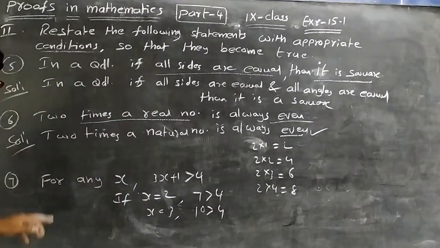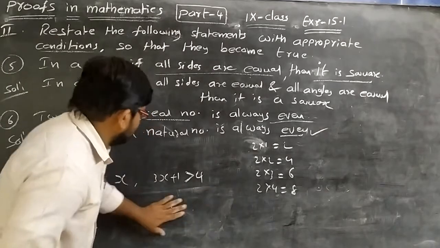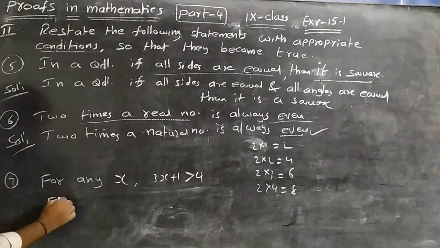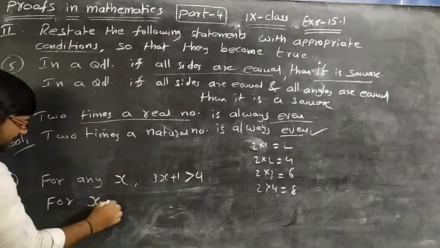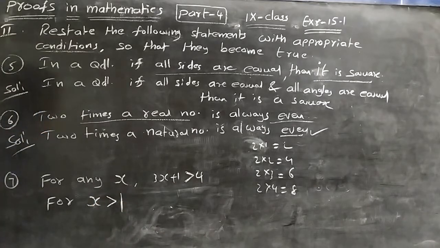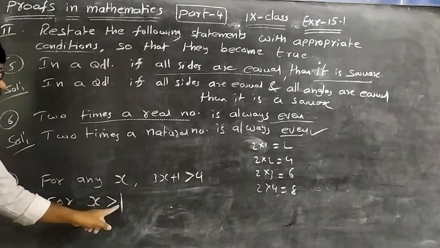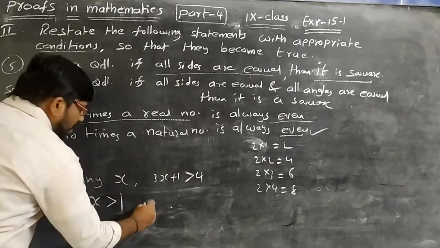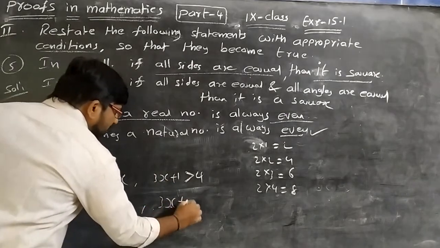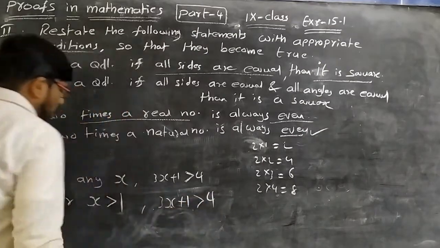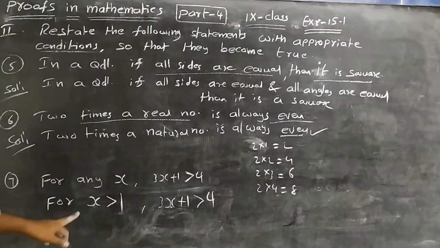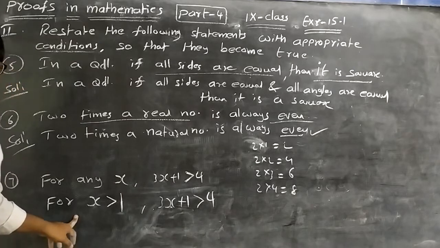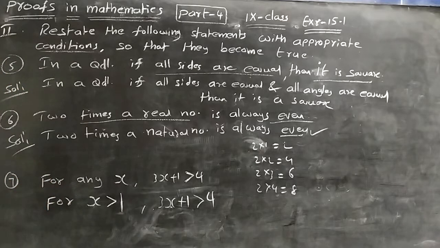So here a condition is there. What is that condition? For x greater than 1. If we take more than 1, it becomes true. For x greater than 1, 3x plus 1 is greater than 4, right? So this is the correct statement. They may have given it wrong, we have to correct it, right?